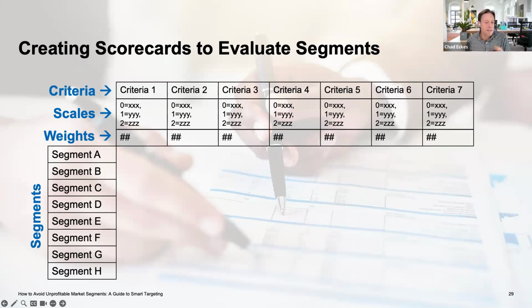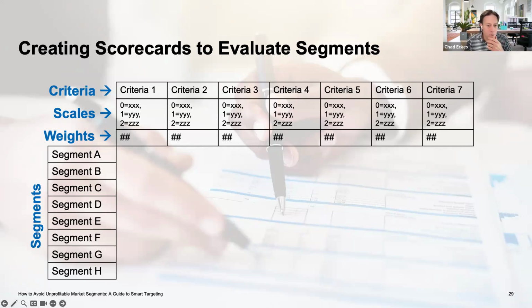And then this isn't necessary, but sometimes I like to define weights for each criteria as well to show their relative importance to one another. In other words, some criteria might be more important to your business than others. So using weights can help depict that. And just as a tip, a common way to assign weights is to constrain the weights to add up to like 10 or 100. So you're sort of forced to make decisions on which criteria is more important than another.